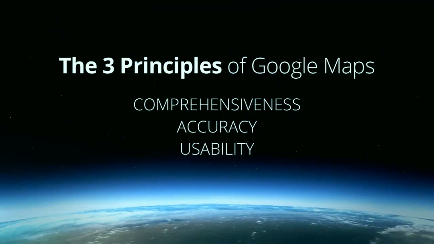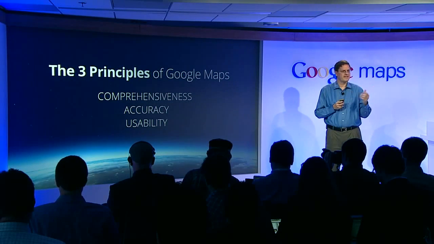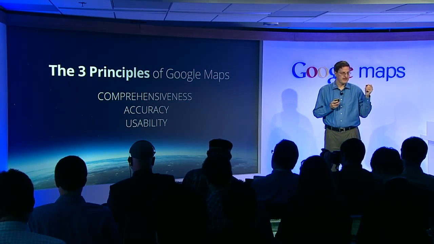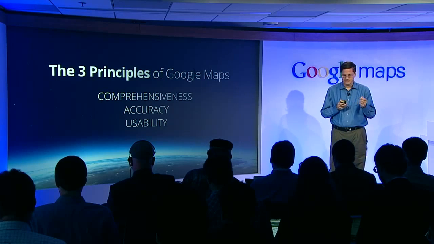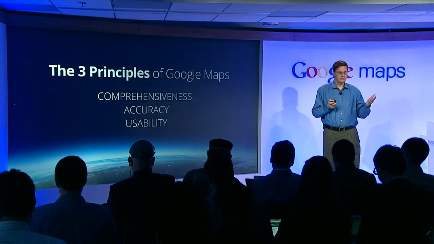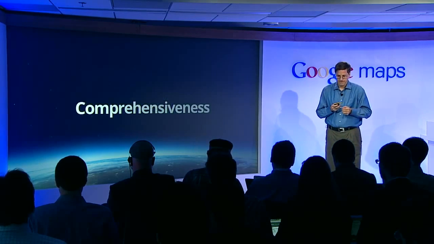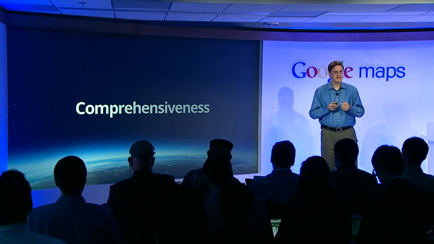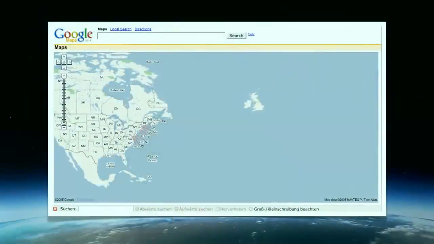But now I'd like to talk about how these apply to all of Google Maps. We've learned a lot in the last seven years, and the focus we've had on comprehensiveness, accuracy, and usability are going to describe all of the work that we do on Google Maps. Google has always had an obsession with comprehensiveness. While they were crawling more and more of the web, we were trying to map more and more of the world.